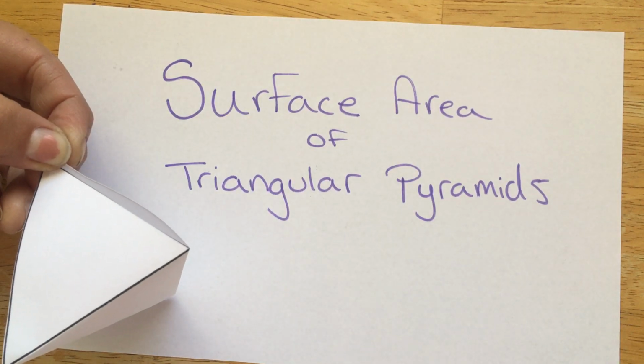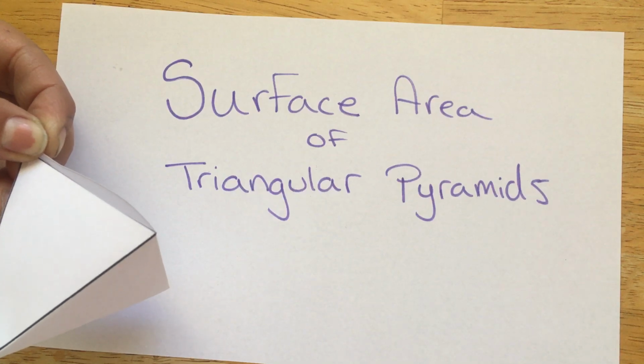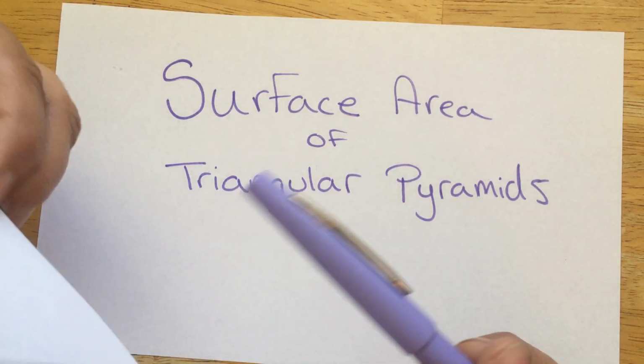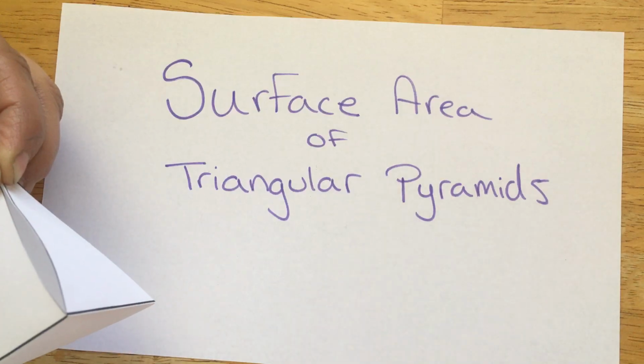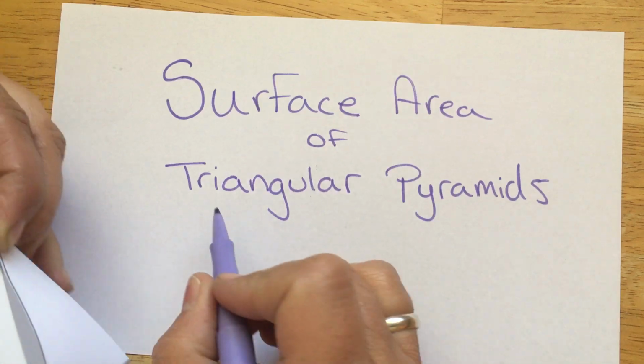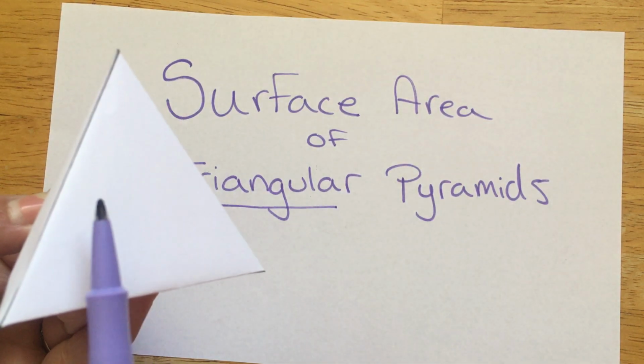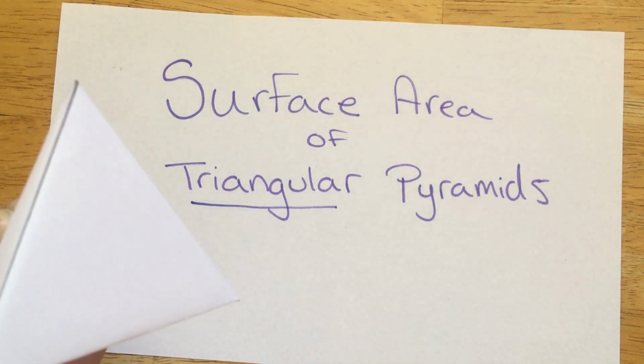That's a little different than yesterday's square pyramids. Remember, pyramids, all of their faces are triangles, but they're named based on what their base is, or what their bottom is. So in this case, we're going to talk about triangular pyramids, and you could have guessed that the bottom is a triangle on a triangular pyramid.